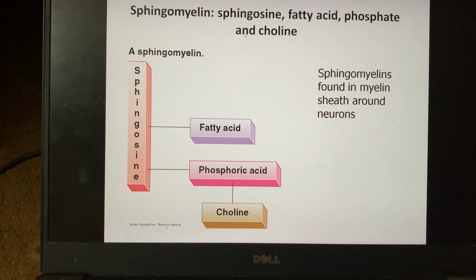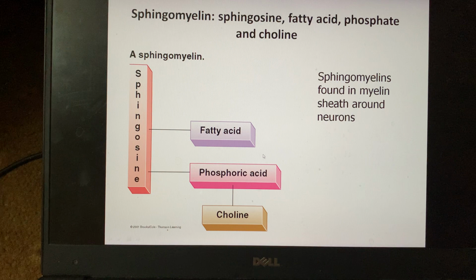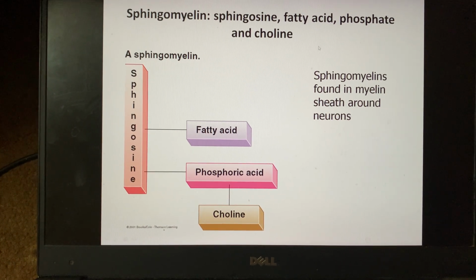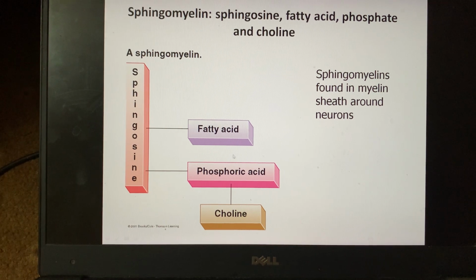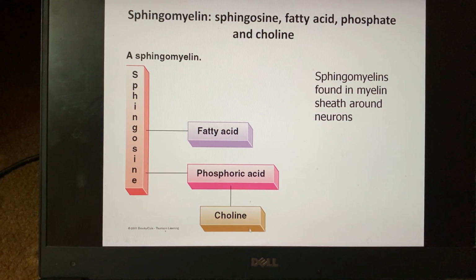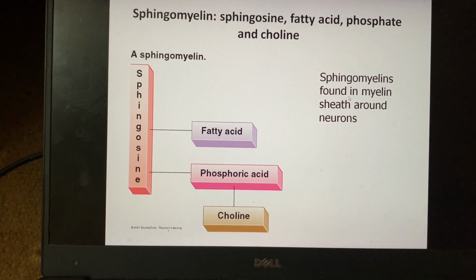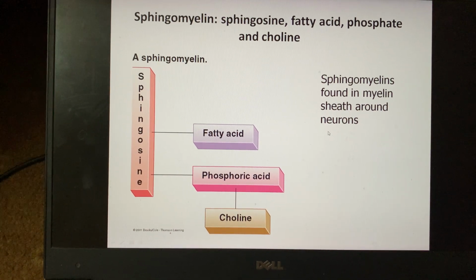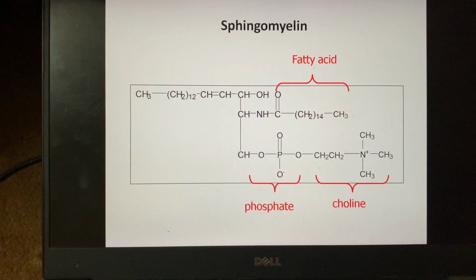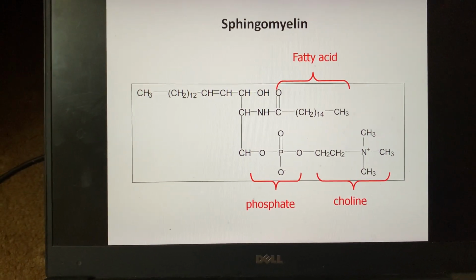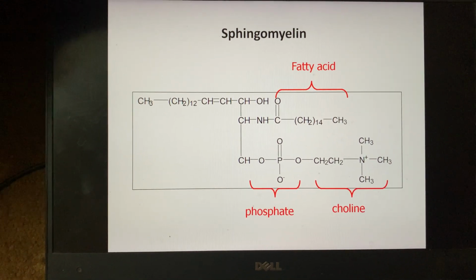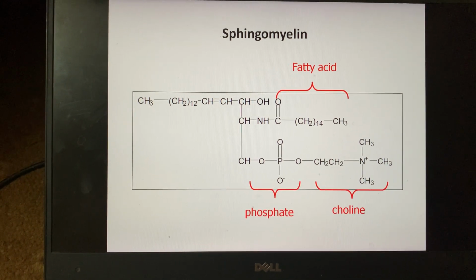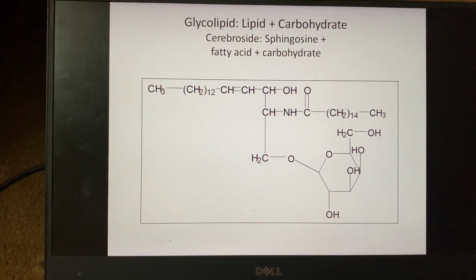Sphingomyelin is the combination of sphingosine. This is the sphingosine, fatty acid, phosphate, and choline, phosphoric acid and choline. This sphingomyelin is found in the myelin sheath around neurons. It's all about lipids. Sphingomyelin, this is the structure in detail, fatty acid having phosphate groups and choline, myelin.